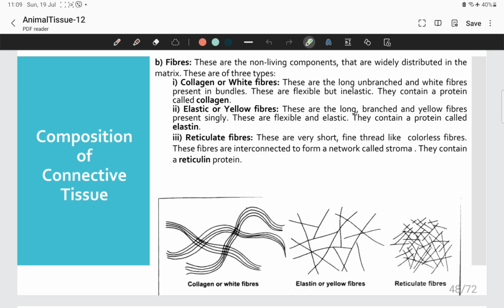The third fiber that we have is reticulate fiber, that you can see here. It is made of a protein known as reticulin. In structure, they are not long fibers. They are very short, fine, thread-like, colorless fibers. They have no color, and they are interconnected to form a network called stroma, which covers the internal organs and shapes those internal organs.